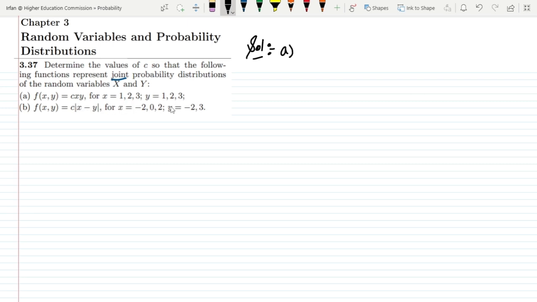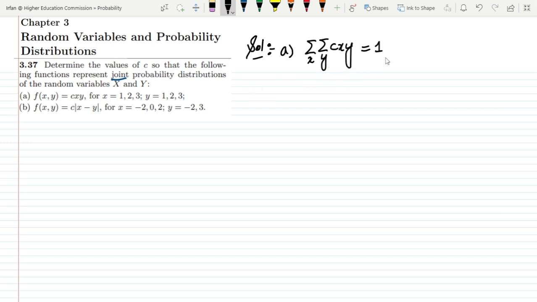Part A is f(x,y) = cxy for x = 1, 2, 3 and y = 1, 2, 3, and if this is a valid joint probability distribution, we have to keep in mind that all the values here, when summed together, will give me 1. This will be summed with respect to x and also with respect to y, and when this function is summed together, it will give me 1. You have to keep in mind that this is a valid joint distribution function.